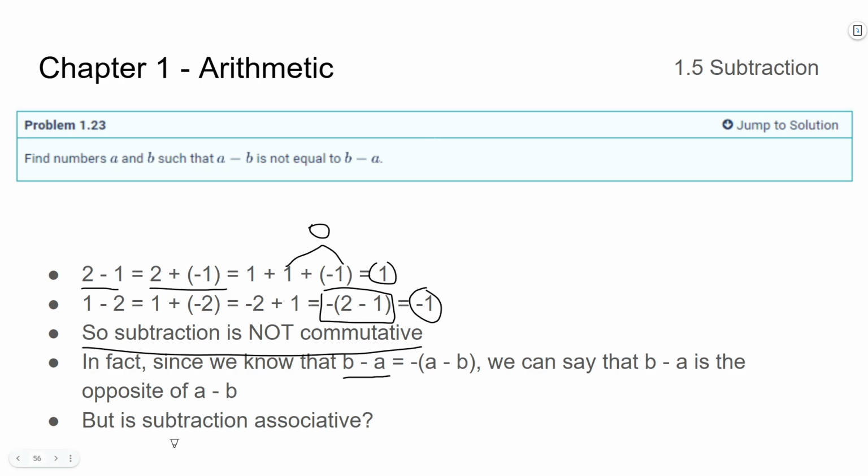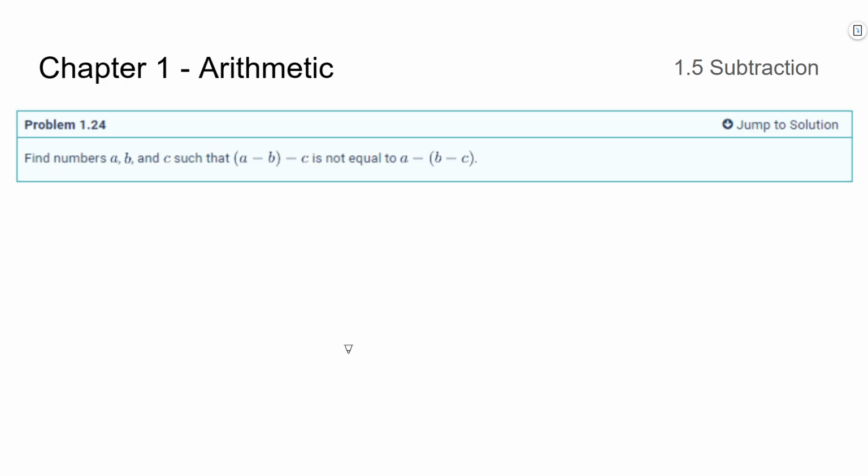So is subtraction associative? Can we change the grouping? Let's find out if this works. All right, so let's pick some numbers here for a, b, and c, and see if a minus b minus c is equal to a minus b minus c in parentheses. And it already tells you that it's not going to be equal, so this is not going to be associative. But let's go ahead and show an example of that.